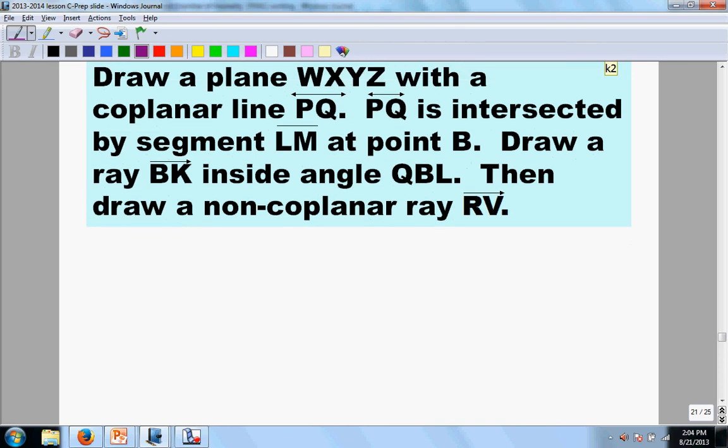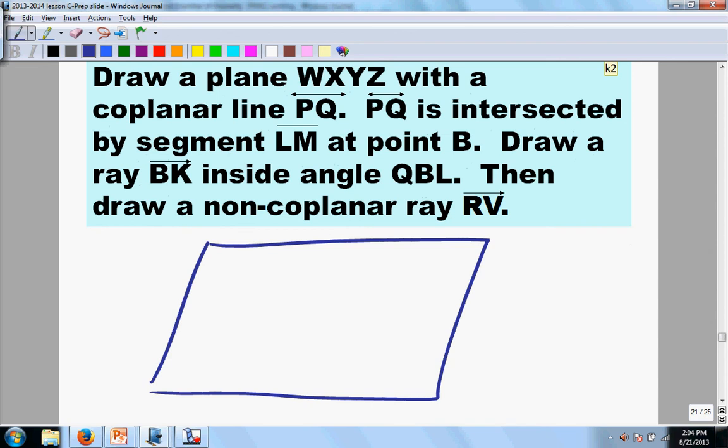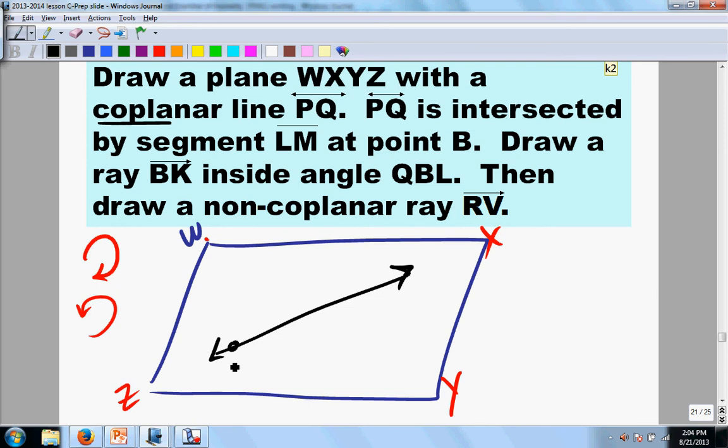Drawers, turn around. It says draw a plane W, X, Y, Z. Take a look. Now, it does not matter where you start that W. What does matter is you must go either clockwise or counterclockwise in your lettering. So it's W, X, Y, and Z, with a coplanar line, PQ. So on the plane and a line, you have PQ. Must have arrows. Doesn't matter how it's tilted. PQ is intersected by a segment, LM, at B. So you have LM, and no arrows this time, at point B.